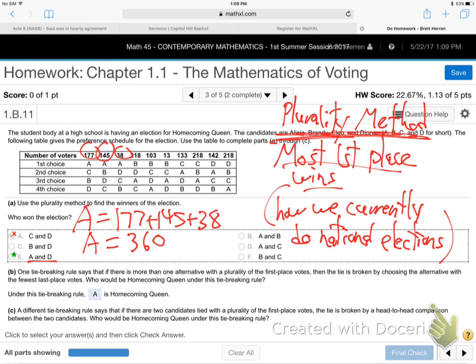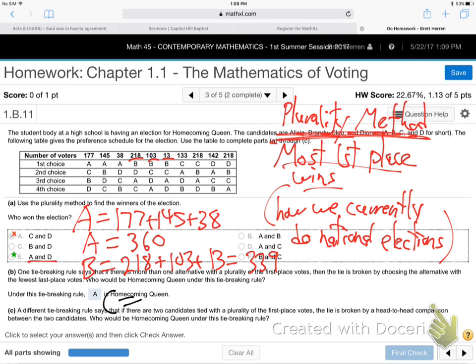Thank you. And then we could add up B. How many people like B best? Well, for B, it's the 218, the 103, and the 13, right? 218, 103, and 13. What is that? 339, thank you. 339 like B best. That's less. 360 was A.